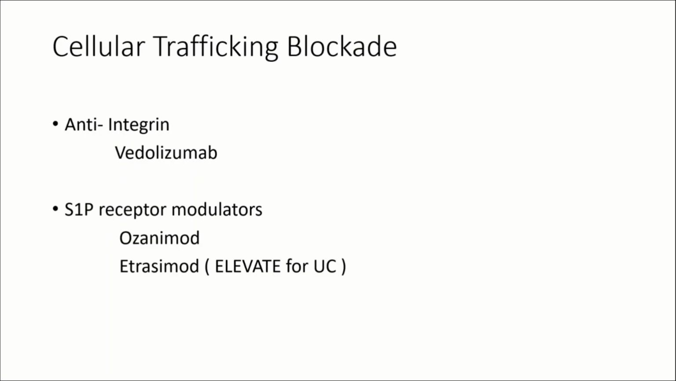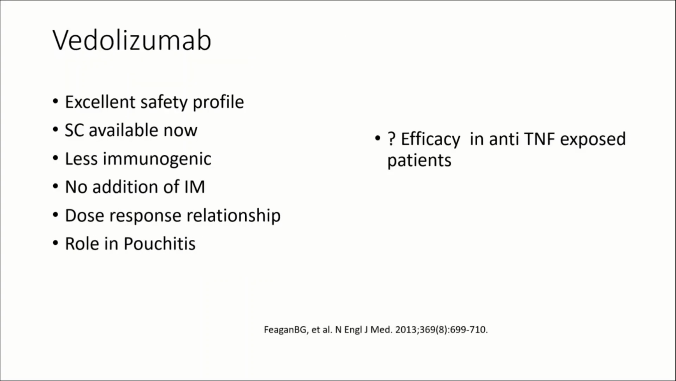Moving to the newer drugs, of course, we have the cellular trafficking blockade, and I have subdivided it into two groups: the anti-integrin, which we have been using for some time, called vedolizumab, both for Crohn's and ulcerative colitis, and the newer class of S1P receptor modulators, which is ozanimod. I personally don't have any experience using this drug. But these are the drugs which block the lymphocytes from migrating into the colon or small bowel.